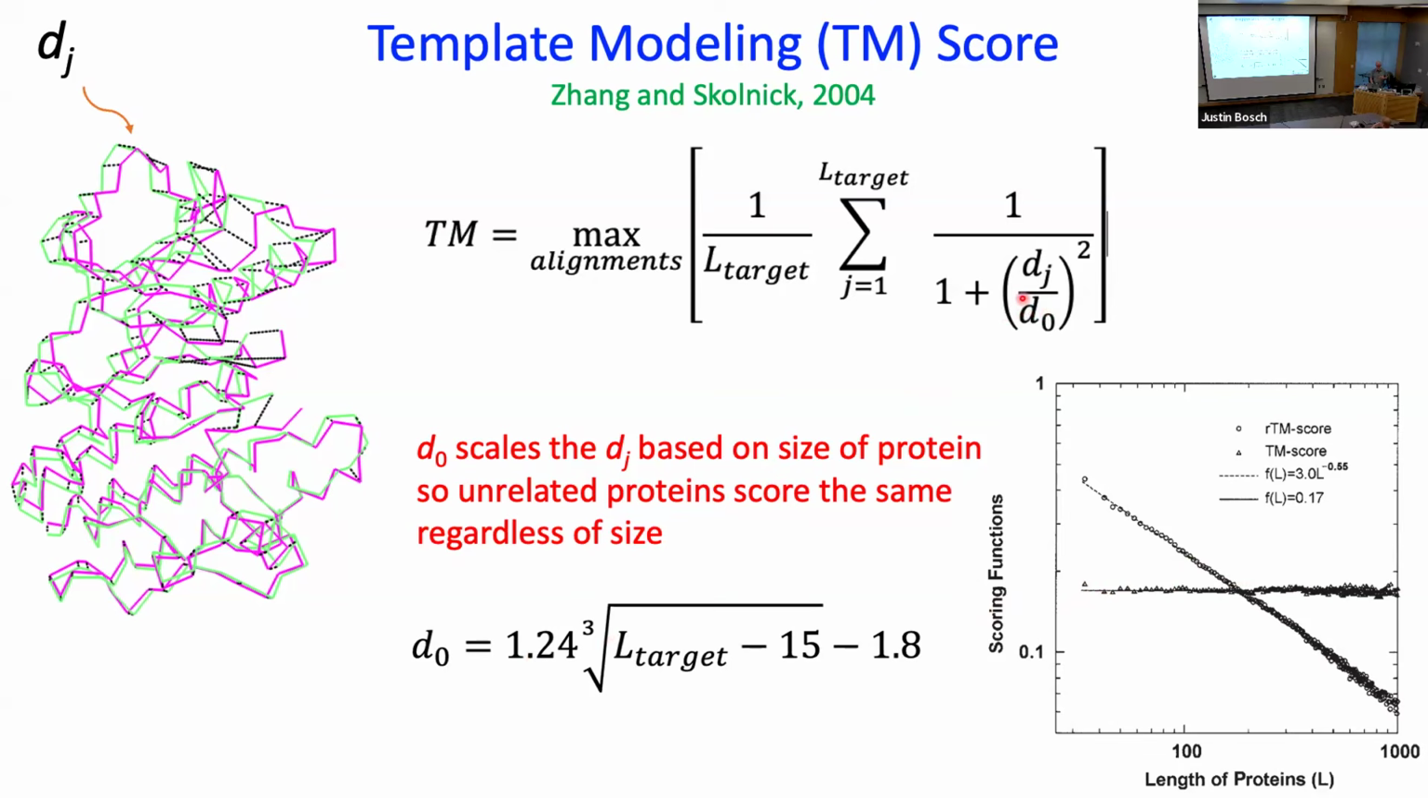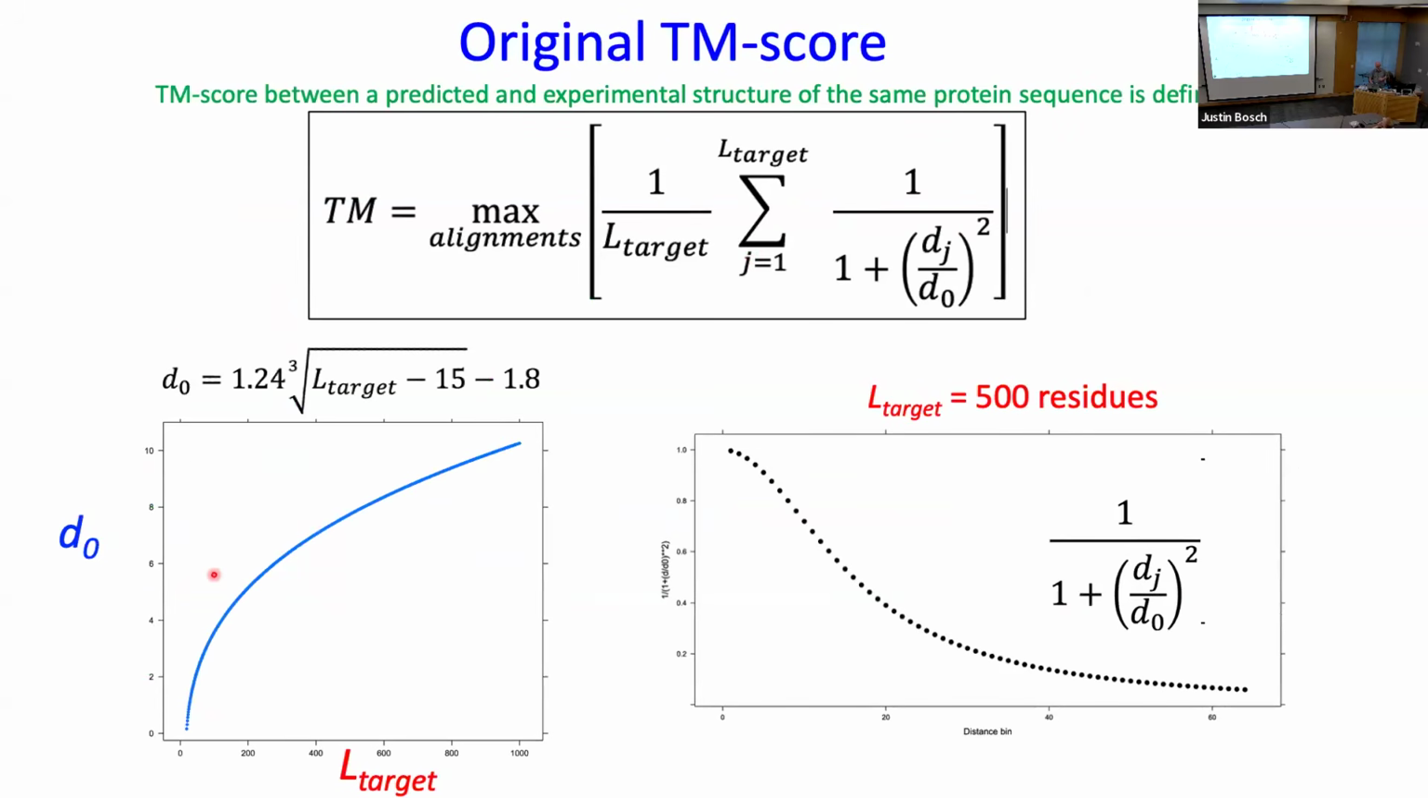So this D0 is based on the length of the target. It's roughly the cube root. So for a 1,000 amino acid protein, it is something like 10. For a 50 amino acid protein, it is something like 1.1 or something like that. And so it sort of looks like this. Here's D0, here's this cube root function. So it becomes negative for anything that is shorter than 17 or 18 amino acids, I think.